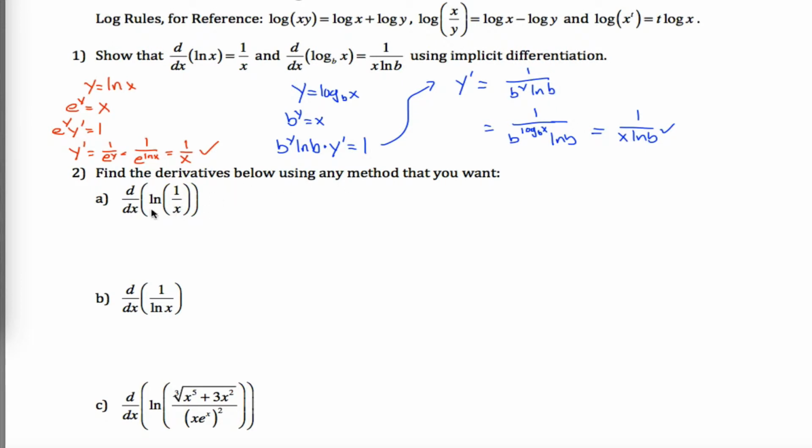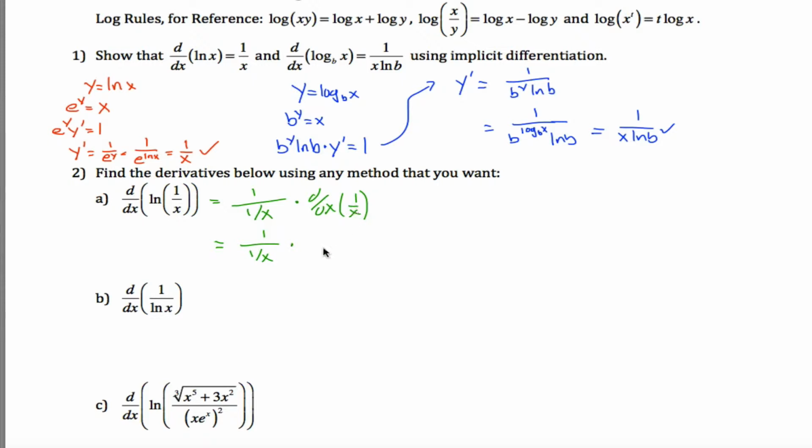So this problem just asks you to find the derivative of the natural log of 1 over x. Two options. Option 1 would just be to use the chain rule. So I've got the derivative of the natural log of something. Well, if it was natural log of x, it would be 1 over x. But it's not. Playing the role of the x is this 1 over x. So I'm not done. I then have to multiply by the derivative of 1 over x. So I get 1 divided by 1 over x times the derivative of 1 over x.